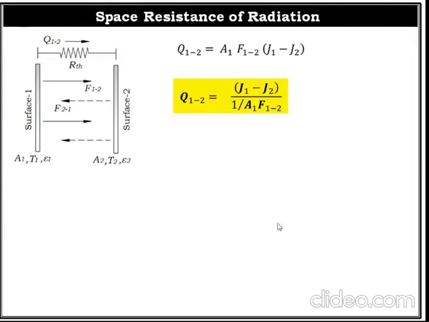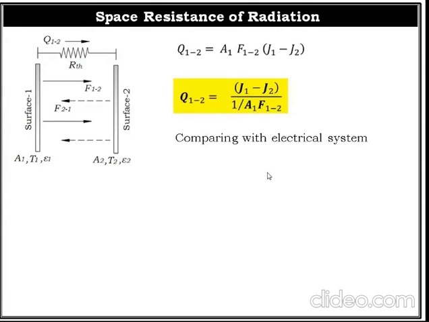In regular form, without suffix, if I write this, the heat transfer rate Q is equal to the change in radiosity, J1 minus J2, divided by 1 upon area multiplied by shape factor. So that will be our formula.